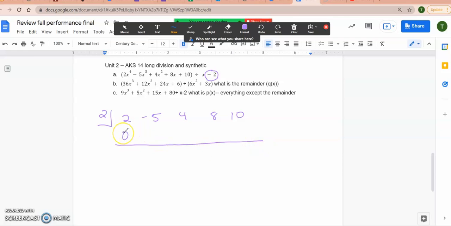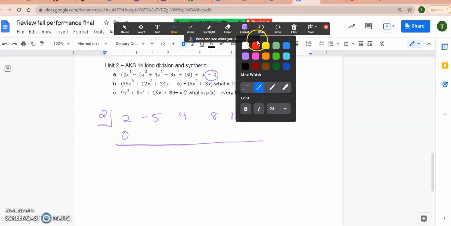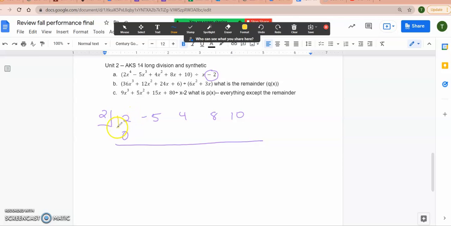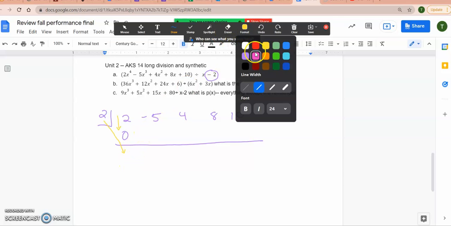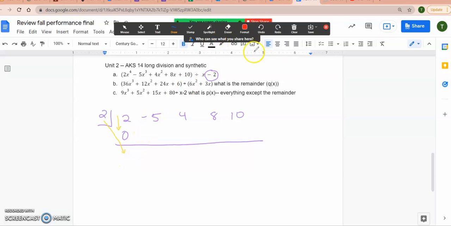We're going to draw a line and we're going to put a 0. Remember, we're going to add going down this way. We're going to multiply by what's in the box times whatever's down here at the bottom to get the next number. So that's going to give me 2. 2 times 2 is 4. -5 plus 4 is -1. 2 times -1 is -2. 4 plus -2 is 2.